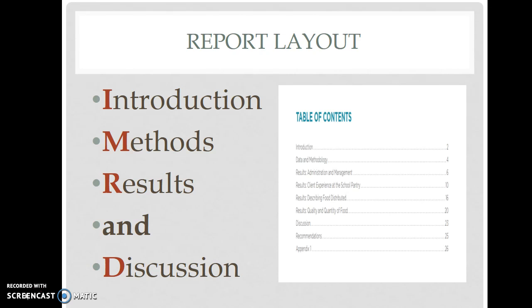IMRAD is an acronym which stands for Introduction, Methods, Results, and Discussion. Each section is clearly identified in its section title and covers information necessary for its section. For example, the methodology section provides information about surveys and interviews and how they are used as instruments, and the strategies used to collect and analyze information.